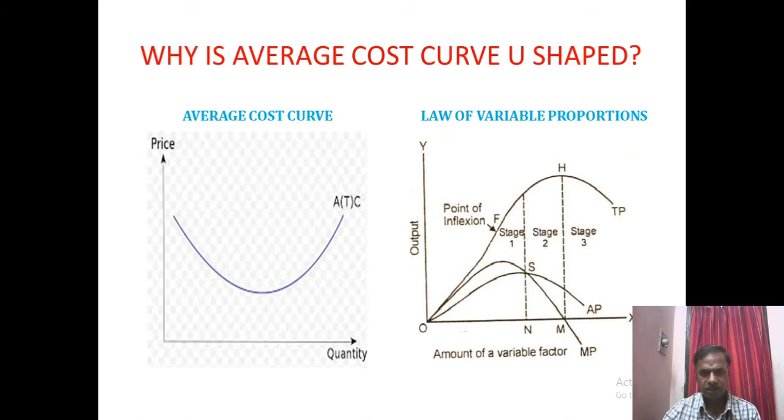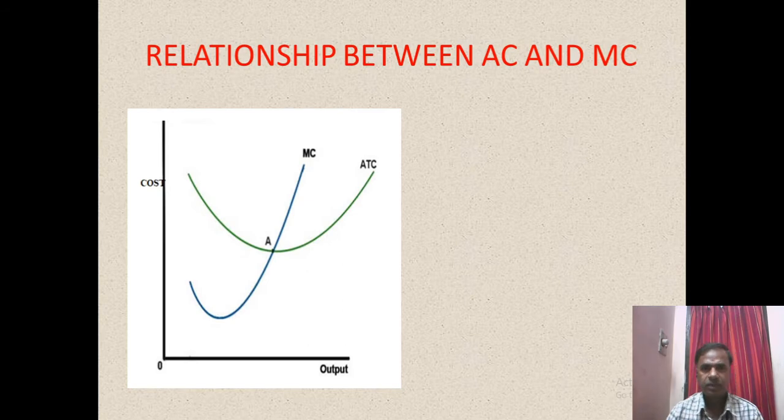Not only average cost. If the question is asked, why is the marginal cost curve U-shaped? The answer is the same. Marginal cost also is based on the law of variable proportions. Next we are going to study the relationship between average cost and marginal cost.